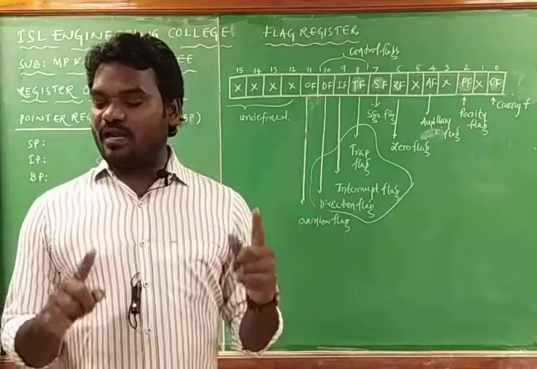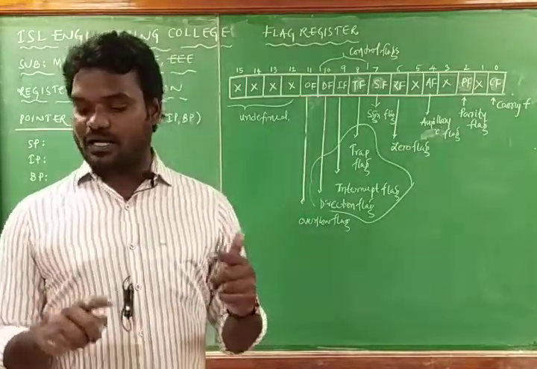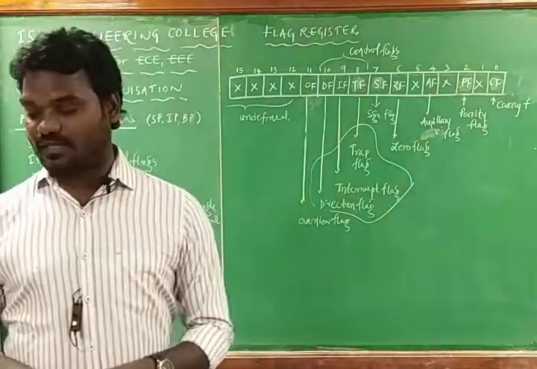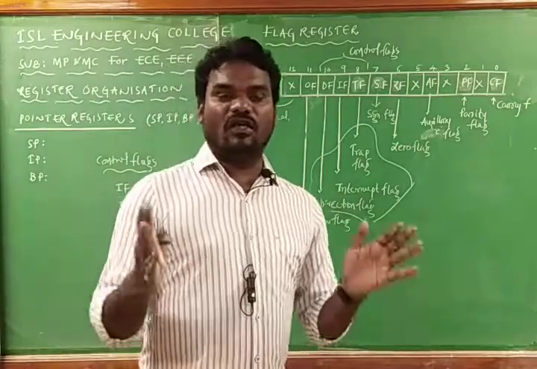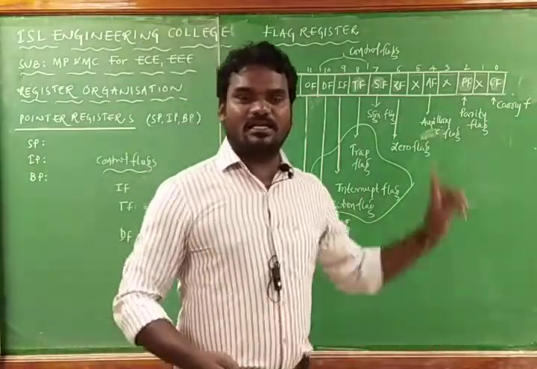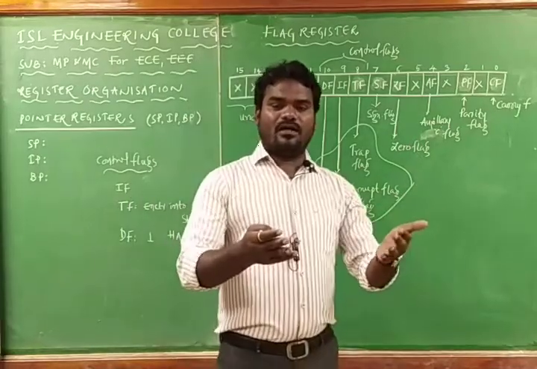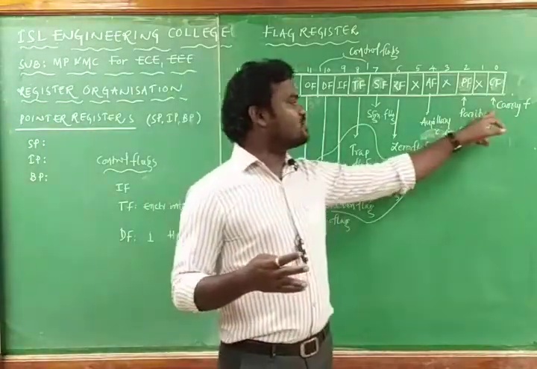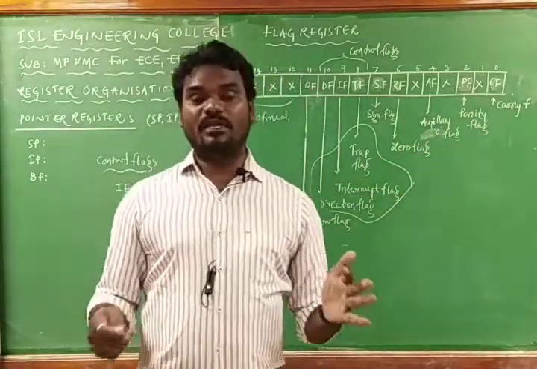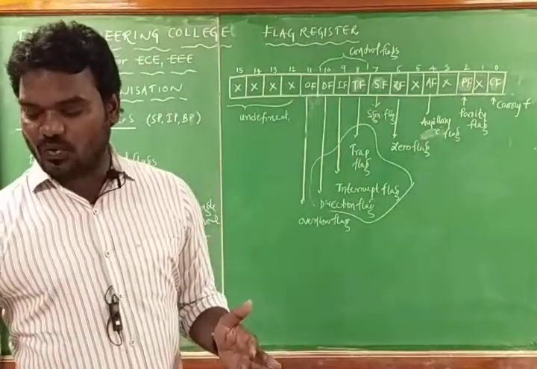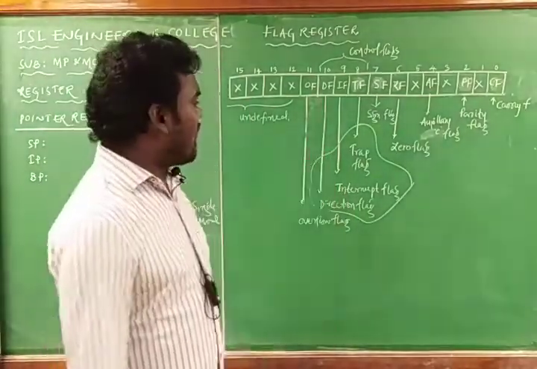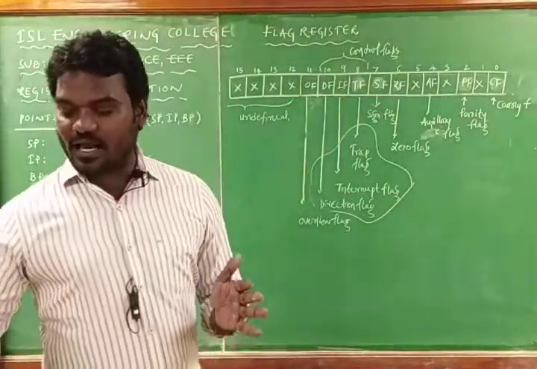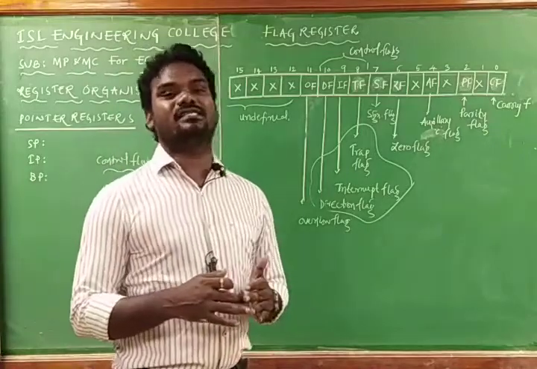I am repeating the statement. It is set whenever a carry or borrow occurs during arithmetic operations such as addition and subtraction. Otherwise it is set to 0. If we get a carry in case of addition, it is set to 1. If we require a borrow to accomplish a subtraction, this will be set to 1. Otherwise, it will be 0. That is the carry flag. Next one is the zero flag. It is set to 1 whenever the result of an arithmetic or logical operation is 0.